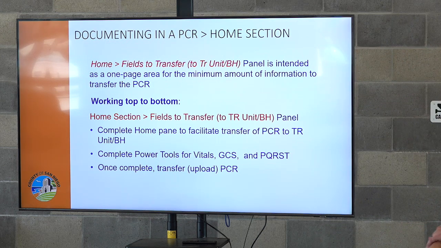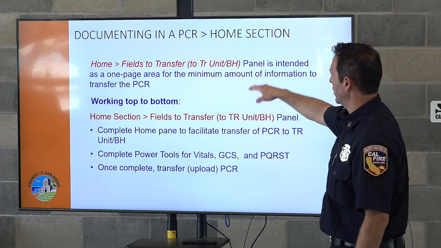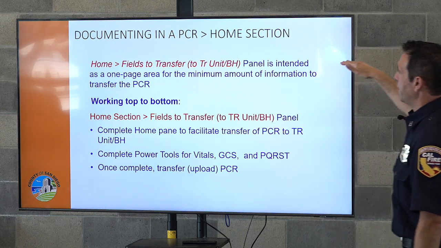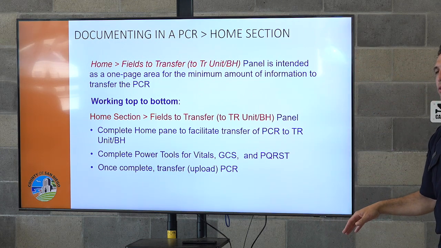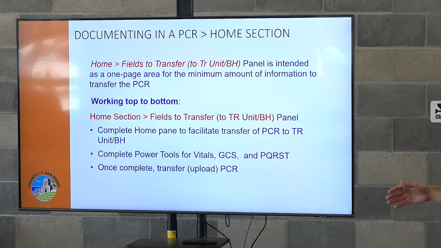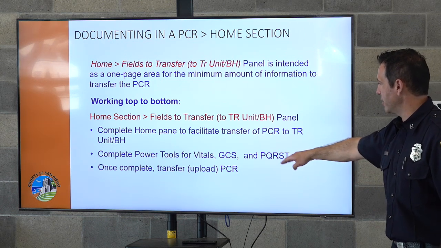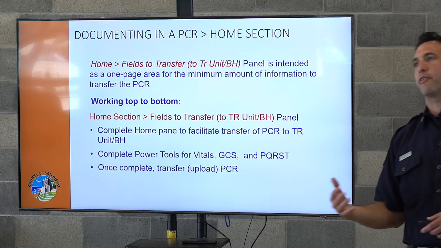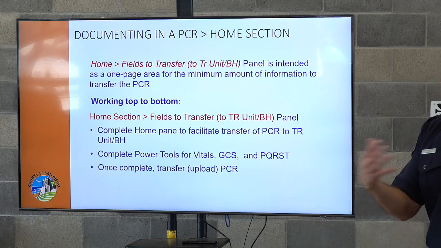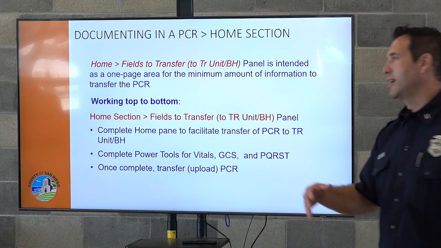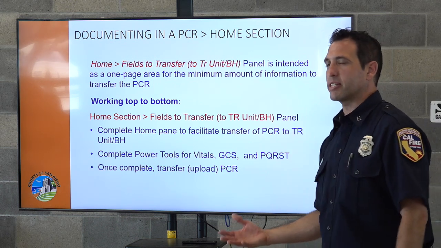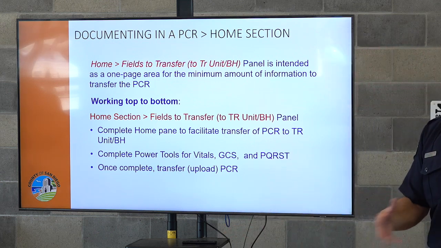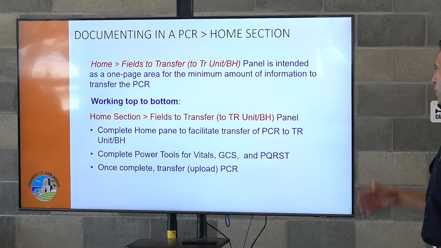For doing the transfer of the record, if you're transferring it to the transporting unit or to the base hospital, we want to fill out this first page that brings you into it as completely as possible, and then add a set of vitals, a GCS, and a PQRST pain score. The less information you have filled out here, the less information the transporting unit and the base hospital record are going to get, and the more information you're going to have to give in your radio report or your pass down. So the more you get, the better.